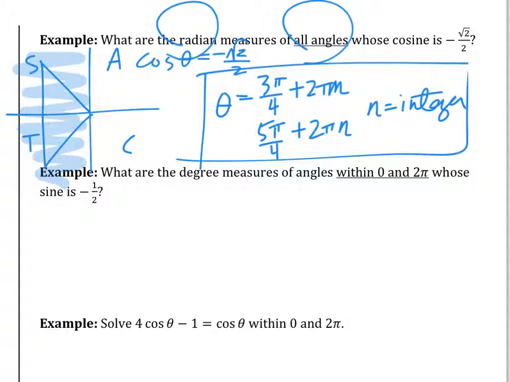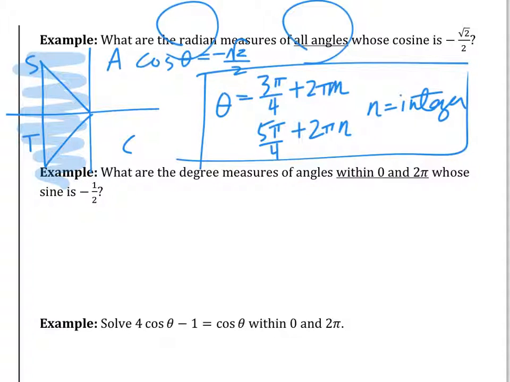Next. Wait, how do you know it's quadrant 2 and 3? All Students Take Calculus, so anything that does not have a positive for cosine. In quadrant 1 everything is positive. Sine is positive in quadrant 2, and so on for the rest. All right, next one.